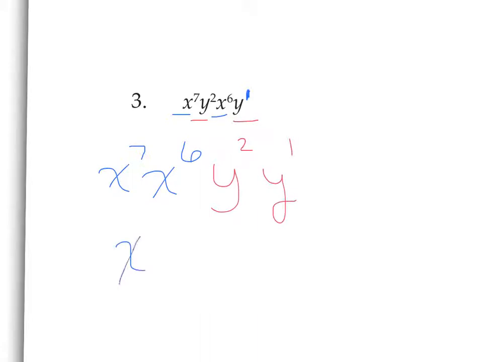This is going to become x, and we're going to add the exponents on x, and that makes 13. And this is going to become y, add the exponents on the y, and this becomes 3. x to the 13th, y cubed.